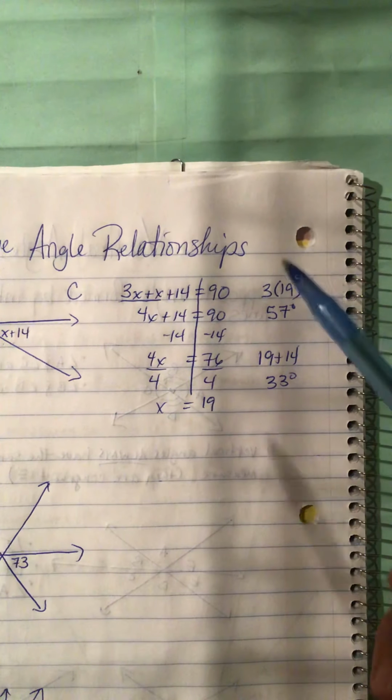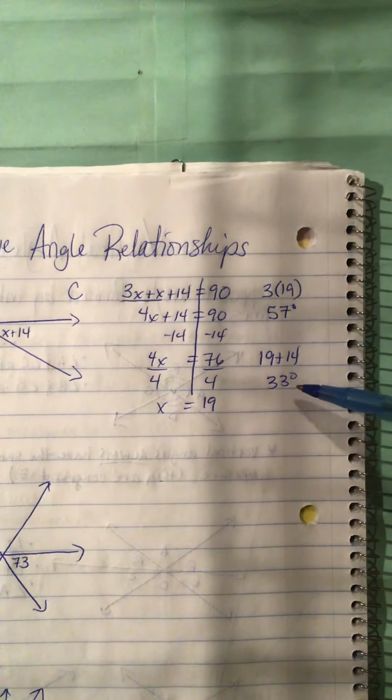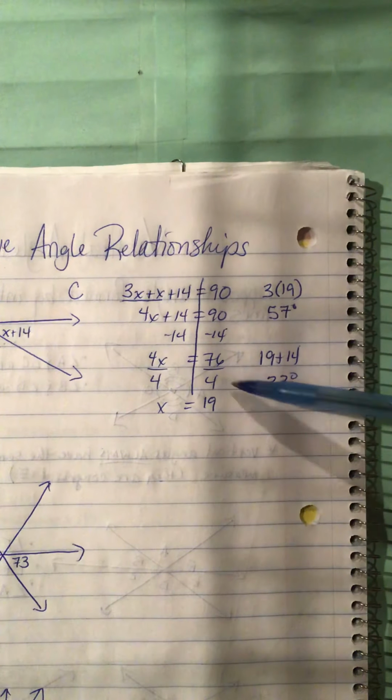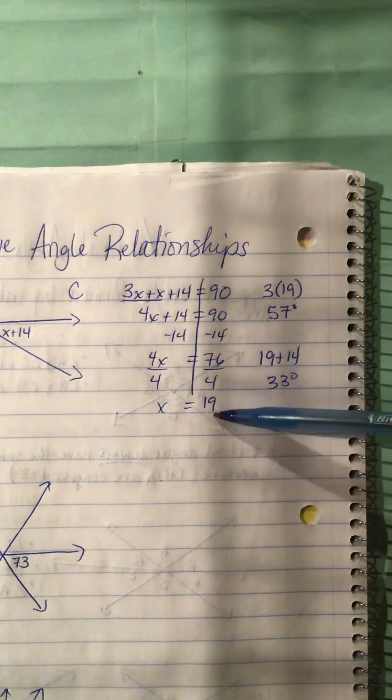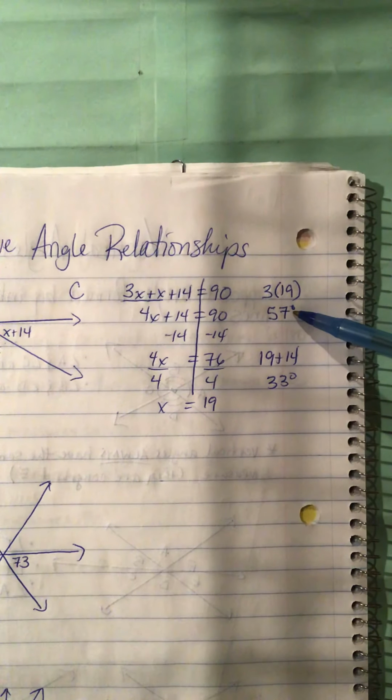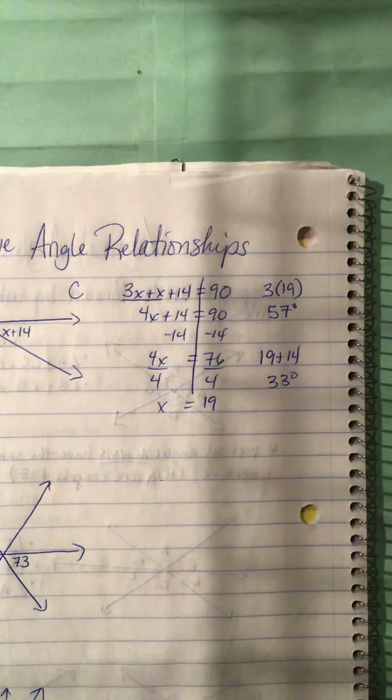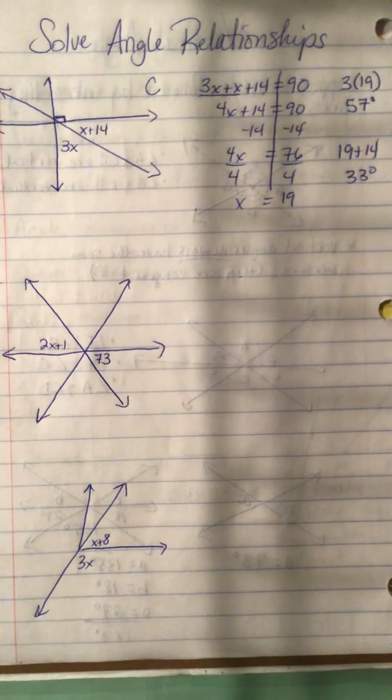And we can double check our answers. If we add 57 plus 33, we get 90. So we know we're good on all three counts. So x is 19, one of the angles is 57, one of the angles is 33 degrees. All right, let's move on to the next one.